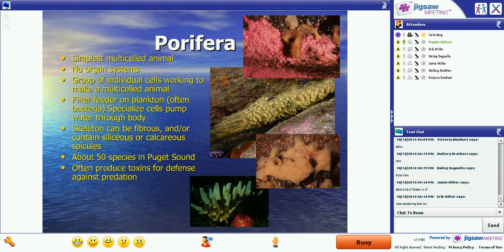Similar multi-celled animals, no organ systems, individual cells working to make a multi-celled animal, both are feeders on plankton, also bacteria. Specialized cells pump water through the body. Skeletons can be fibrous and or contain cellulose or calcareous spicules. About 50 species, and creatures often produce toxins to defend against predation.